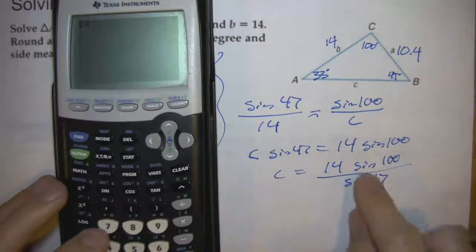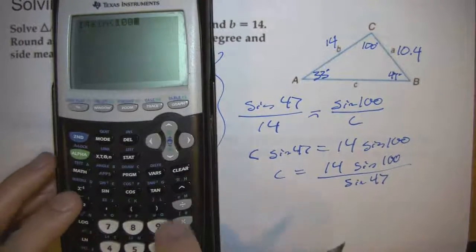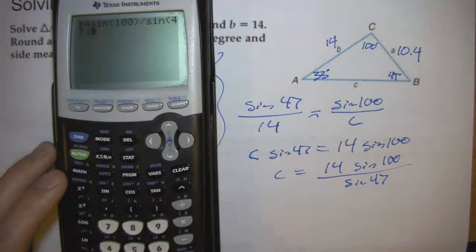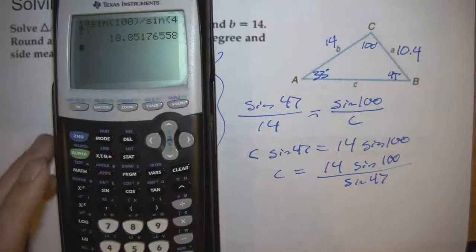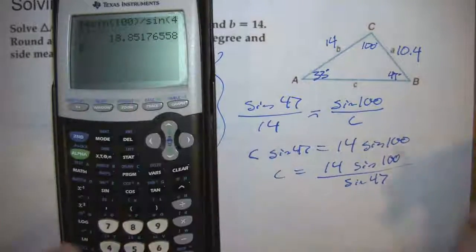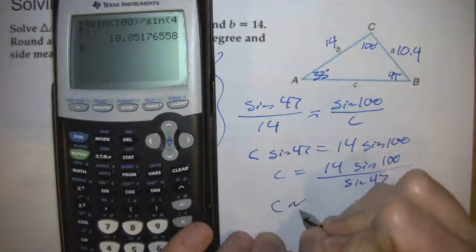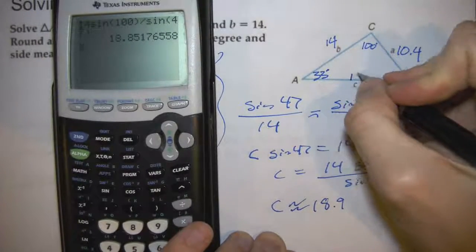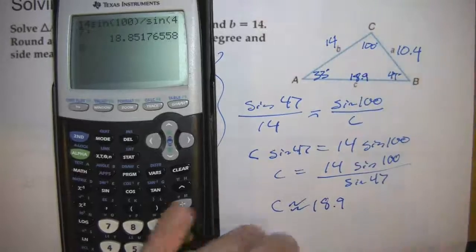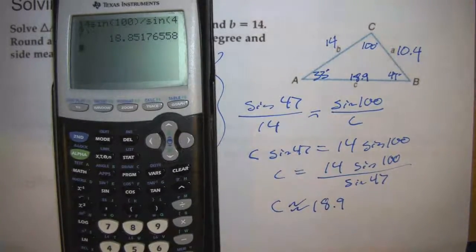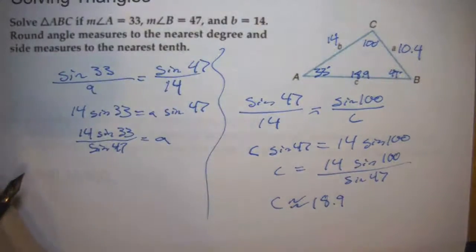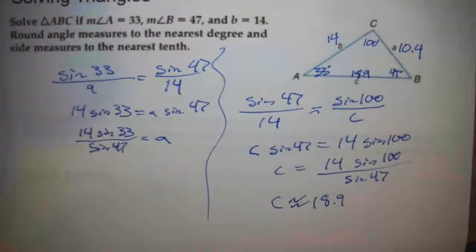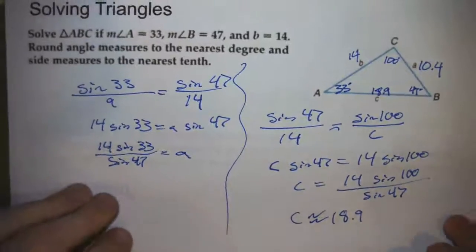So 14 sine 100, close parentheses, get in that habit, divided by sine of 47, close parentheses, and we're getting an answer of roughly, rounding to the tenths position, 18.9. So 18 and 9/10 for side C. And there we are. So that's how we solve triangles. Take what you know and then work through your law of sines to get what you need. All right? Fairly straightforward, to the point.